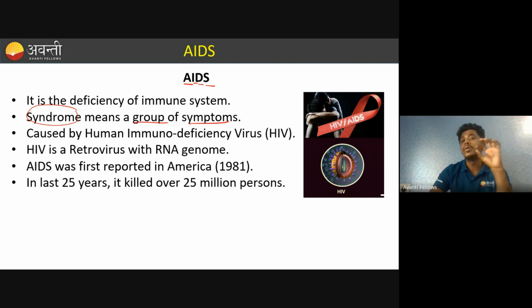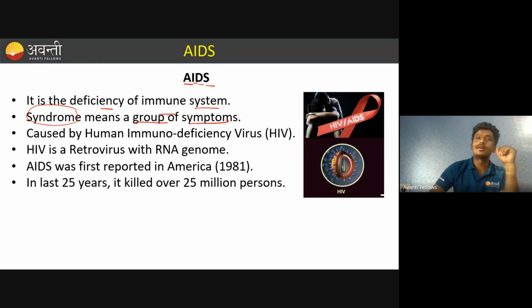Whereas AIDS is a syndrome, because imagine a person showing typhoid symptoms and malaria symptoms and dengue symptoms together. That shows a situation of a syndrome. Understood? A group of diseases. And that is because of the deficiency in the human immune system. There is a severe deficiency in the human immune system. That's what makes it a syndrome.